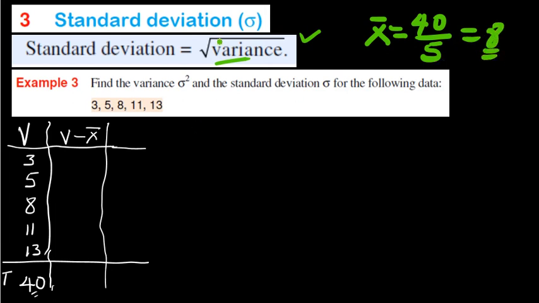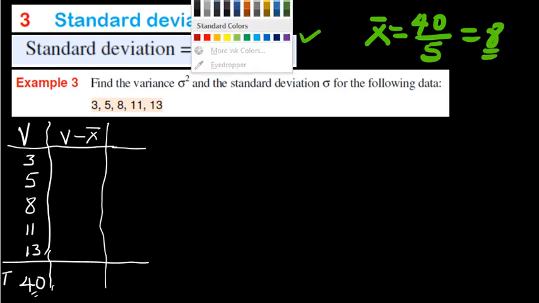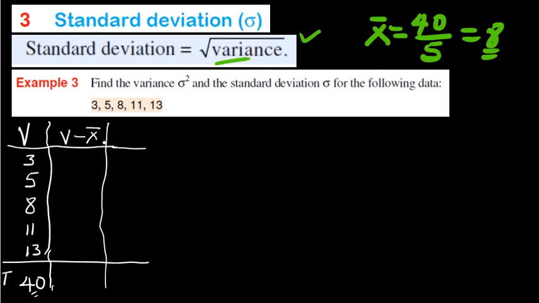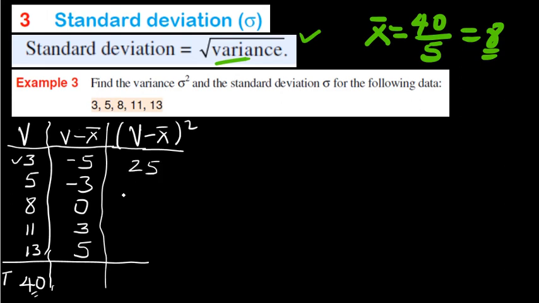This is the mean. Therefore, we need to find the deviation now. The deviation means each value minus the mean. That means 3 minus 8, which is negative 5. And 5 minus 8 is negative 3. And 8 minus 8 is 0. And then 3. And then 5. Then the deviation square has to be calculated: x minus x bar, the whole square. Negative 5 squared is 25. Negative 3 squared is 9. And 0 squared is 0. And then 9. And then 25. Then find the sum of all these. When you add it, 25 and 25 is 50, and 9 and 9 is 18. Together 68.